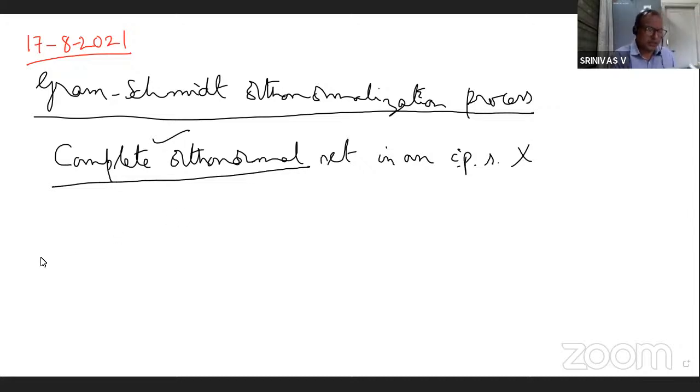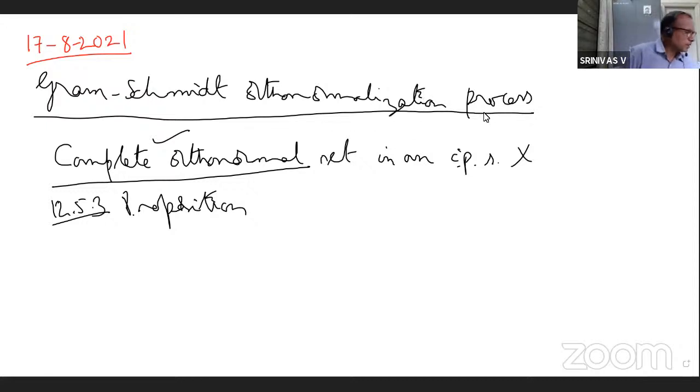It is very easy to prove. It is proposition 12.5.3. This I forgot to prove. Today I will do that. Then without doing this, I went for the Gram-Schmidt orthonormalization process. Because I have already started this process, I will complete it and then come back to this proposition. And then we'll move to the next topic. That's what I want to do today.